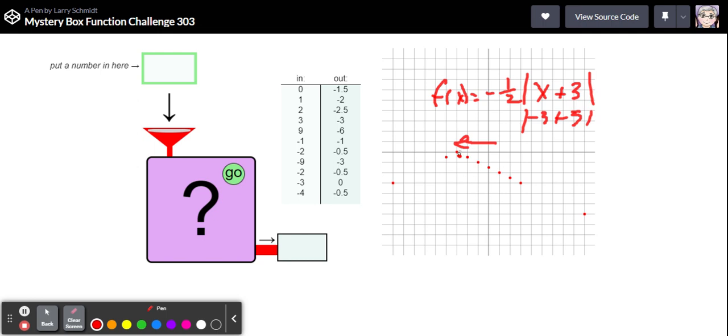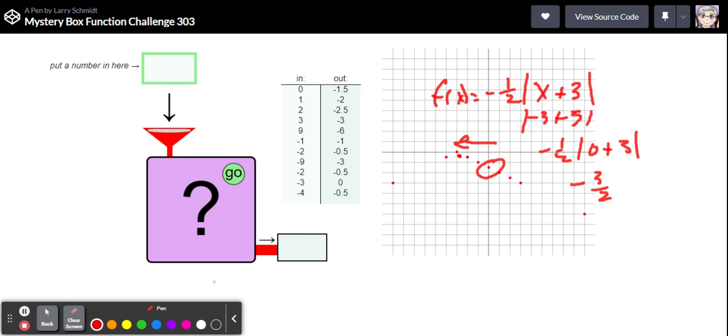Let's maybe check one more point. Let's see what happens when we put in 0 for x. So -1/2 times the absolute value of 0 plus 3. So this is going to be 3. 0 plus 3 is 3, and the absolute value of that is 3. And 3 times -1/2 is -3/2. And that's what we get here. So I think we've got this one.